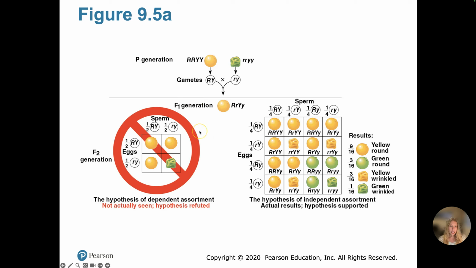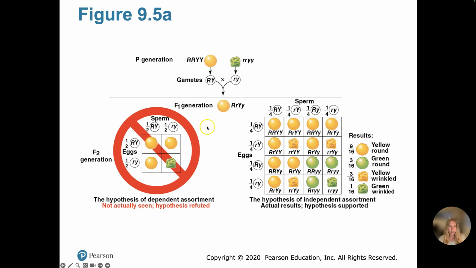On the left here is what would happen if assortment was dependent. So if the smooth seed could only be inherited with the yellow color, and if the wrinkled seed texture could only be inherited with the green color, we would call that dependent assortment because the alleles are not independent of each other. Smooth and yellow go together, and then wrinkled and green would go together.